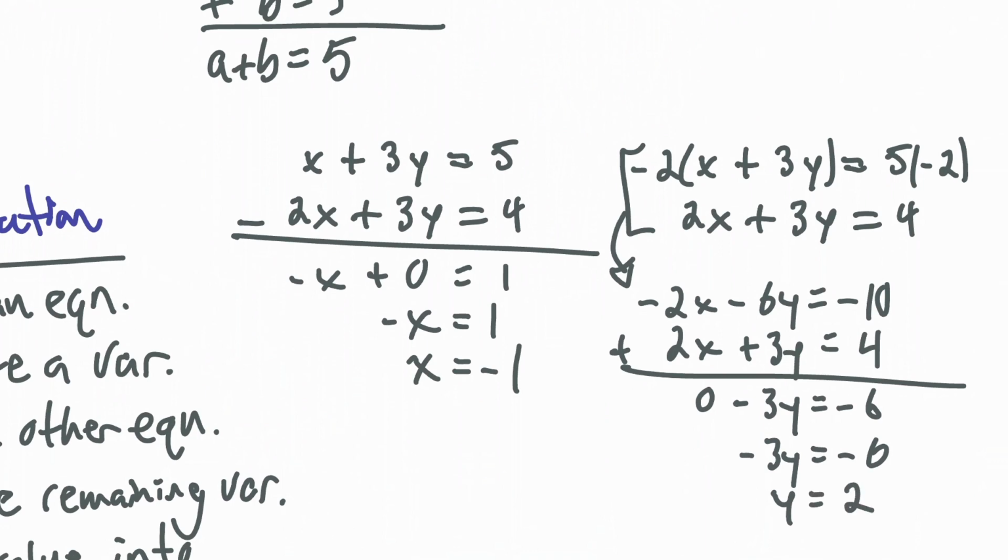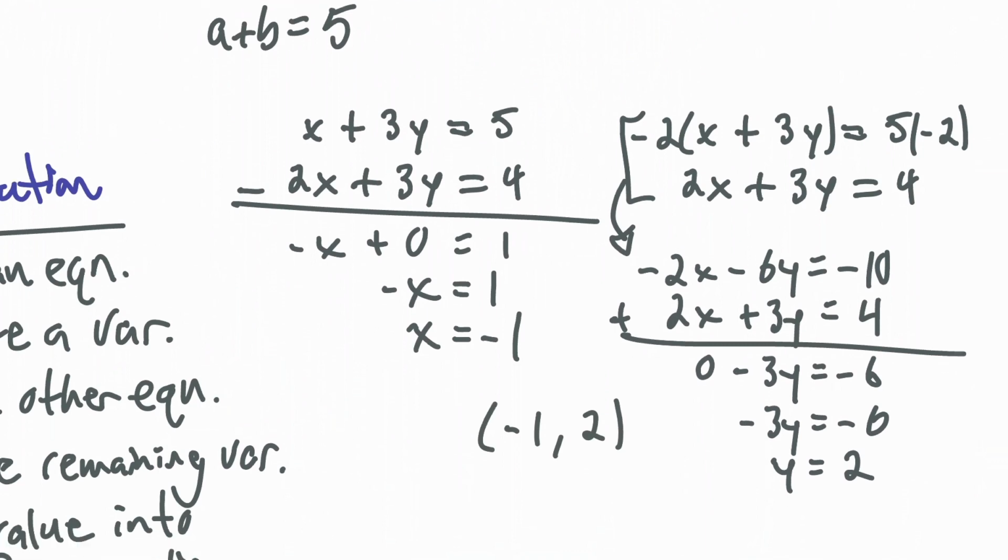So y equals 2. So we get the ordered pair negative 1 comma 2, which is, of course, the same answer we had just gotten. And I never had to plug anything into anything. I never did any substitution at all. I just didn't need to.